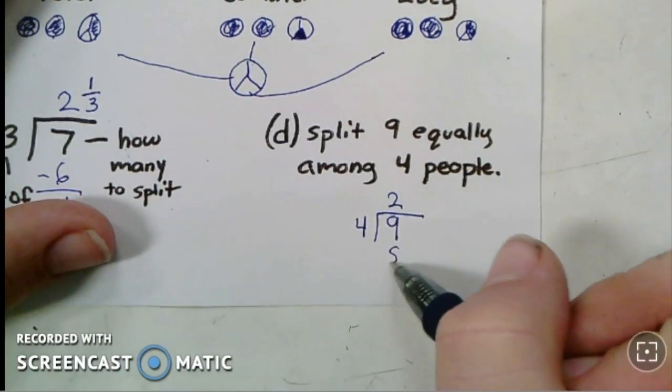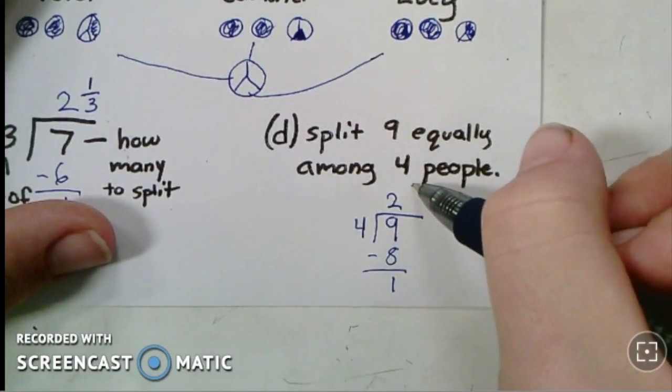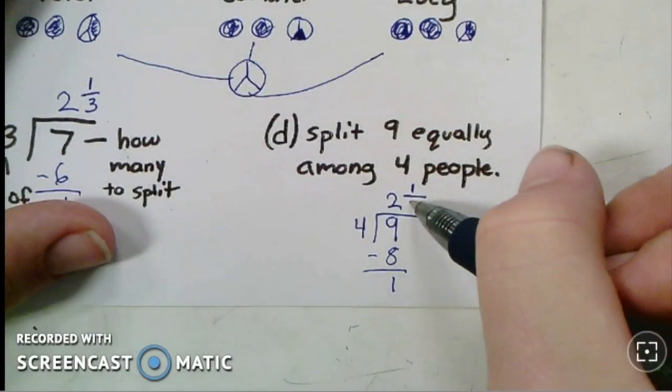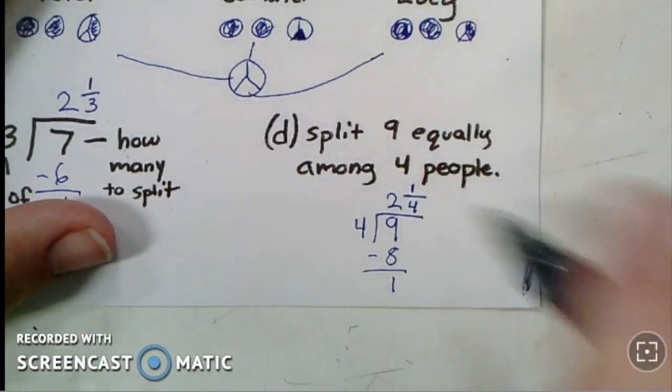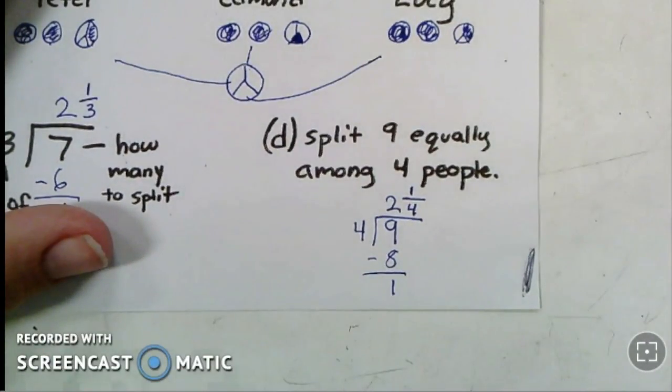4 goes into 9 how many times? 4 times 2 is 8. 9 minus 8 is 1. So I'm going to have a remainder of 1 left over that I couldn't divide equally. And I'm going to put it over the amount of groups I have, which is 4. So my answer is 2 1/4.